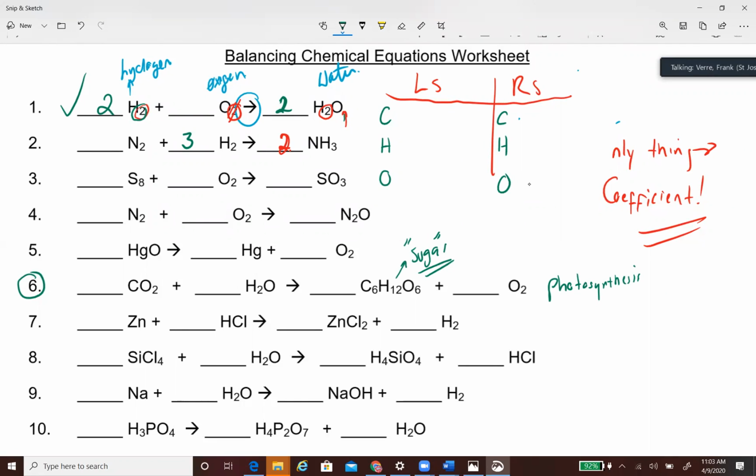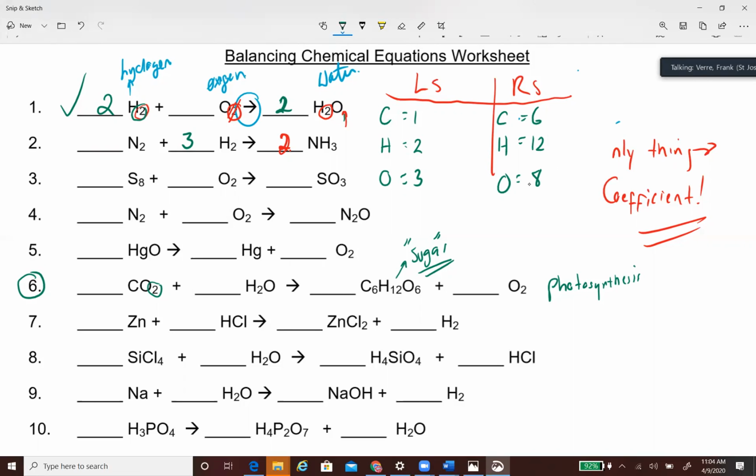So on the left, what do we see? I see 1 carbon, 2 hydrogen. Now, how many oxygen? There's 2 over here, and 1 more over there, so that's 3 total. On the right, we have 6 carbon, that's not even close. We have 12 hydrogen, and 6 oxygen and another 2, so we have 8. Whew, not even close.